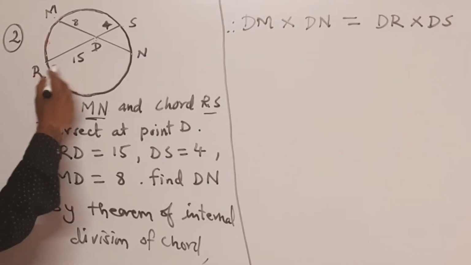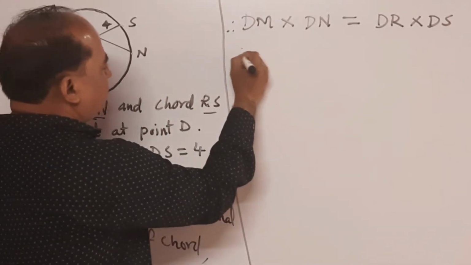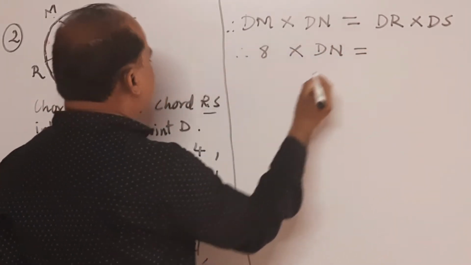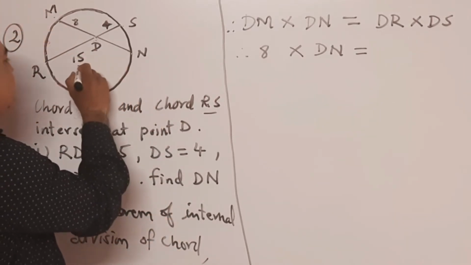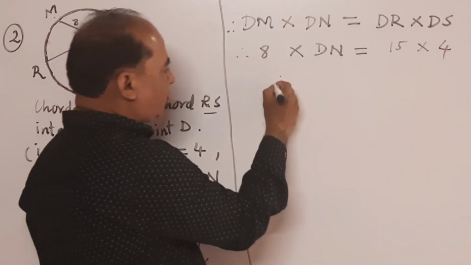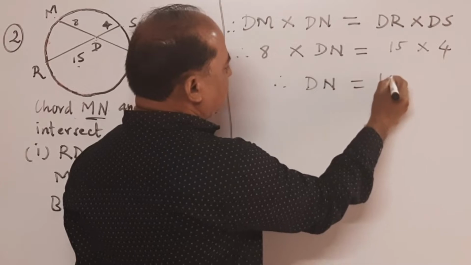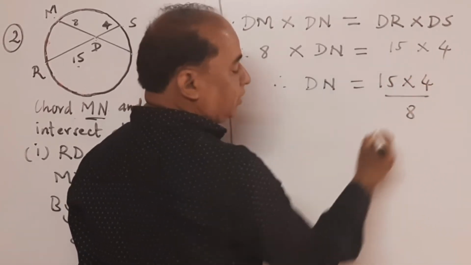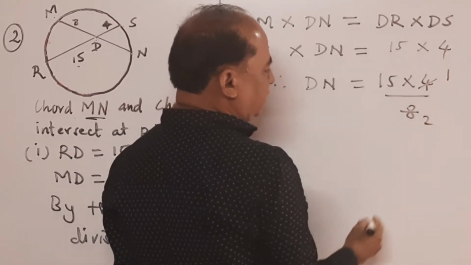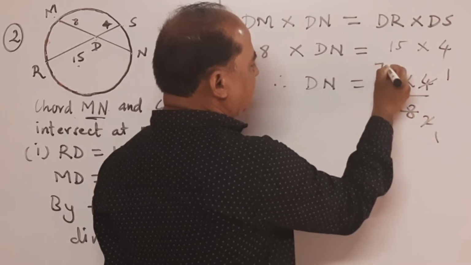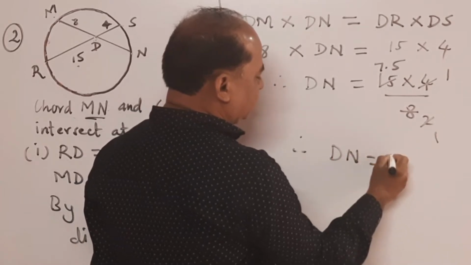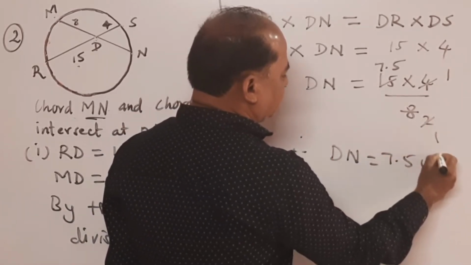Now substitute the values. DM is 8, therefore 8 into DN, which we have to find, is equal to DR, that is 15, into DS, which is 4. Therefore DN is equal to 15 into 4 divided by 8. Here 4 ones are 4, 4 twos are 8, 2 ones are 2, 2 sevens are 14, 2 fives are 10. So therefore DN is equal to 7.5 units.